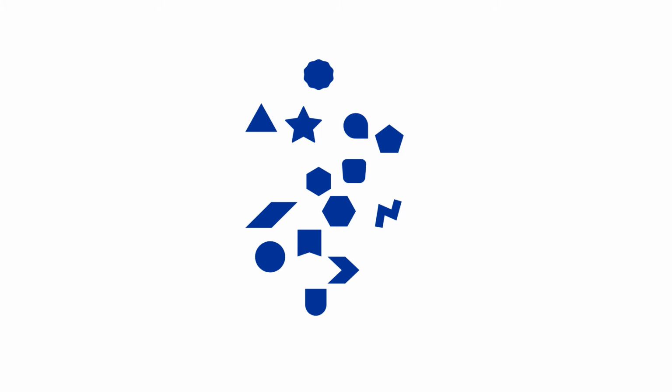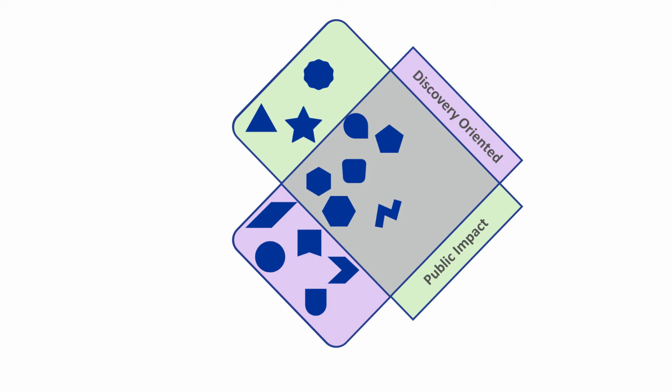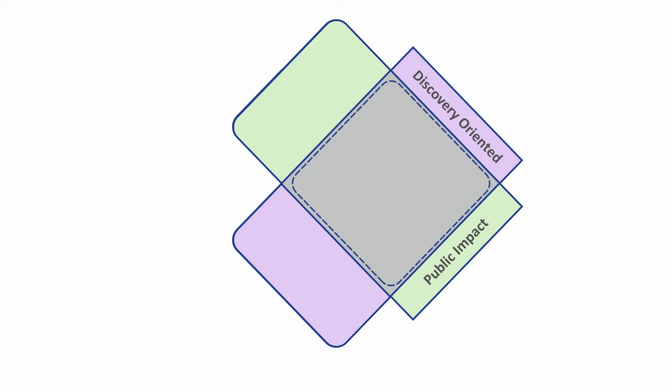Let's look at another example of classifying projects depending on their purpose. Here, the shaded rectangle identifies projects whose purpose is public impact, that is, addressing a problem in society. If we consider both of these purposes together, some projects are in the overlap region. That is, they have a dual purpose of both the discovery of new knowledge and of public impact. This overlap region has various names, with the most common name being use-inspired basic research.